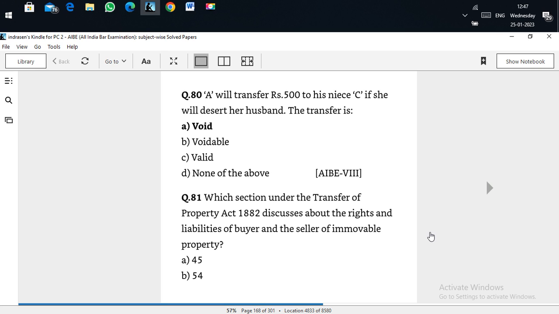Which section of the Transfer of Property Act discusses the rights and liabilities of the buyers and sellers of immovable property? Section 55 talks about the rights and liabilities of the buyer and the seller.